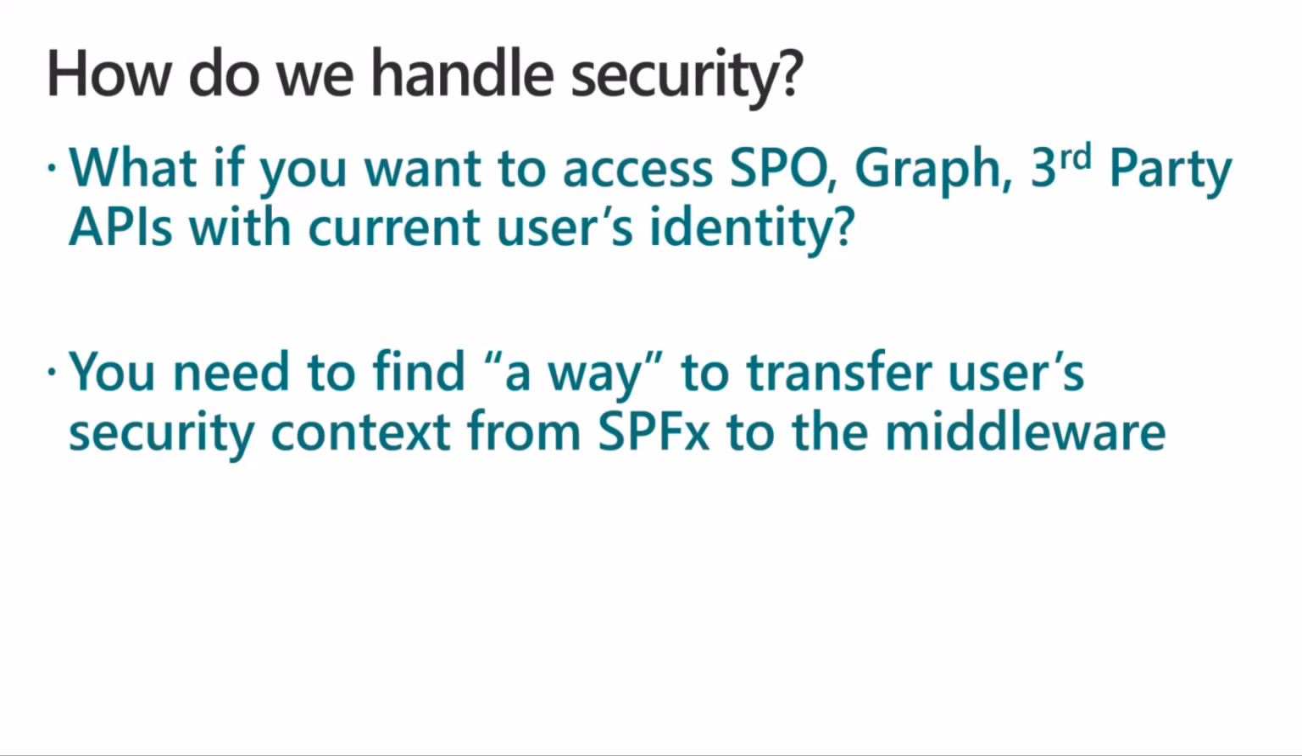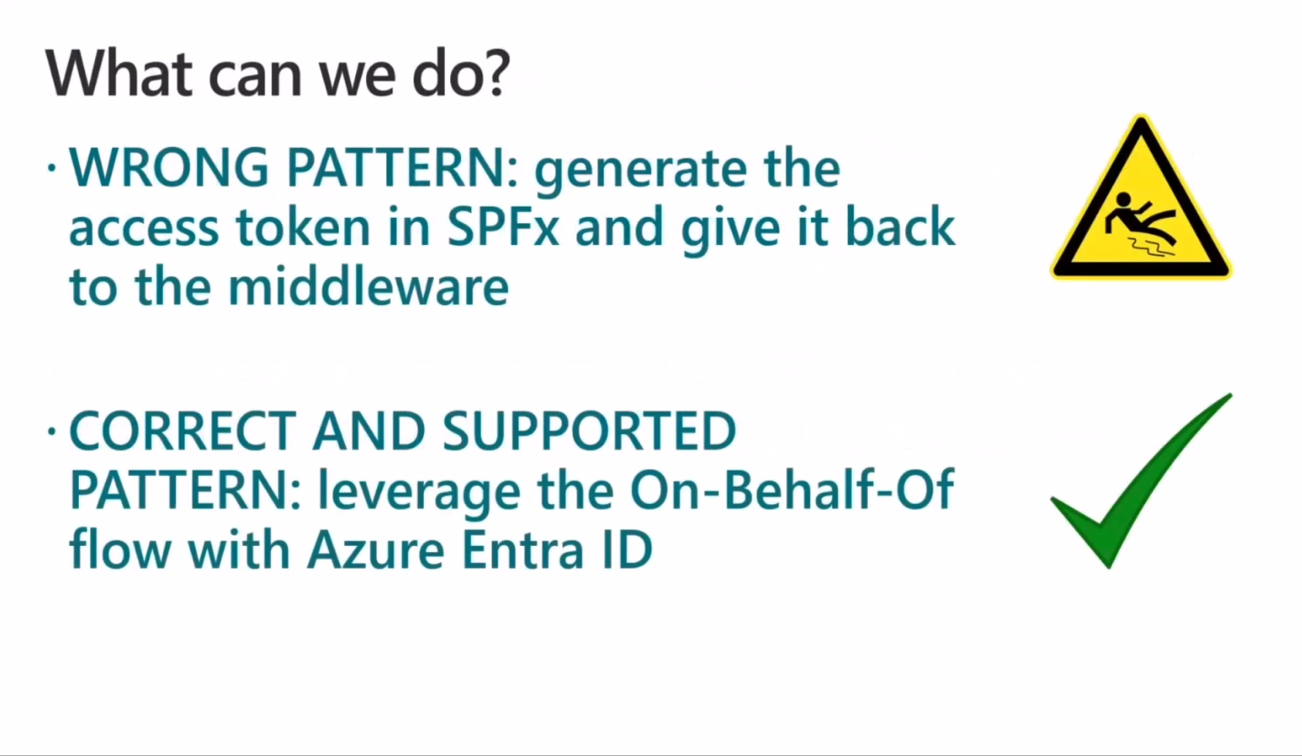So how can you manage the security and how can you consume a backend API, as I said, like SharePoint Online, Graph, or any third-party API on behalf of the user identity? We need to find a proper way to do that. Well, we have seen people using a pattern which I would like to clearly say is a wrong pattern, which is generating the access token to consume SharePoint Online or Graph or whatever else inside the client-side code of SharePoint Framework, and then sharing that access token with the middleware API. That's wrong. Don't do that.